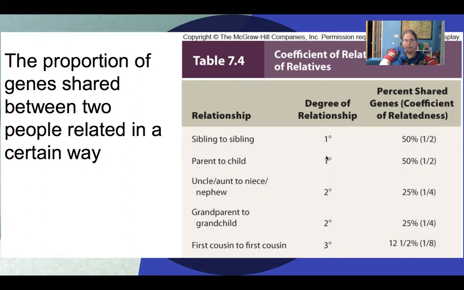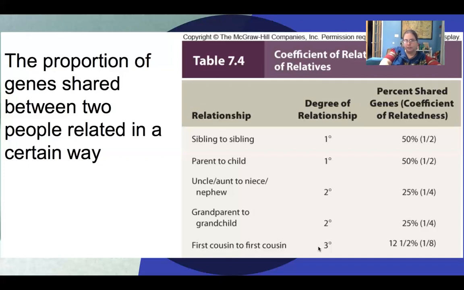Parent to child, again, degree of relationship, 1 degree. 50% shared genes, coefficient of relatedness, 1/2. I have seen that value a little bit different in other charts, but regardless. Uncle or aunt to niece or nephew, that's a second degree relationship or secondary relationship. Percent shared is 25% genes. Coefficient of relatedness would be 1/4. Grandparent to grandchild, second degree relationship, 25% shared or 1/4.